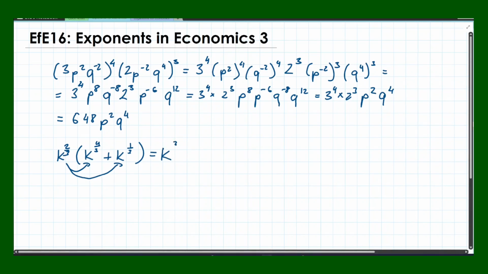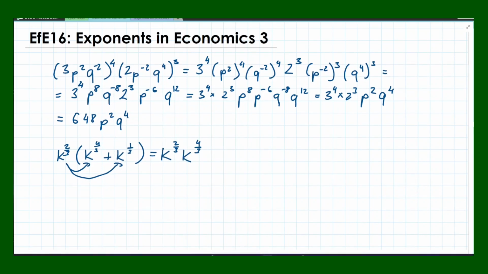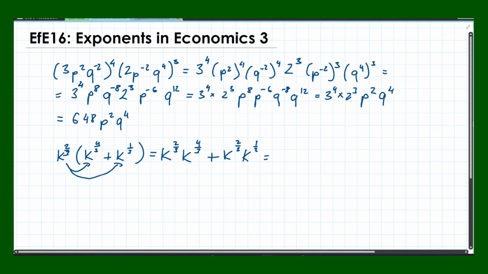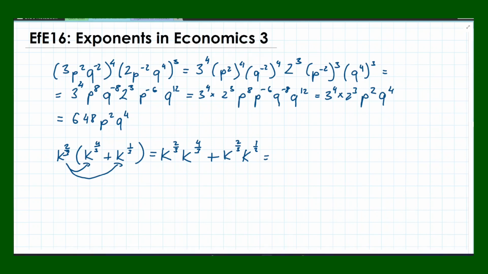So k to the 2/3 has to be multiplied by k to the 4/3, plus k to the 2/3 has to be multiplied by k to the 1/3. So what's going on in here? Well, I've got the same bases, but I'm multiplying them together with different powers. So again, I have to add those powers together. Just like in previous videos, let's switch color and do the fraction addition separately.